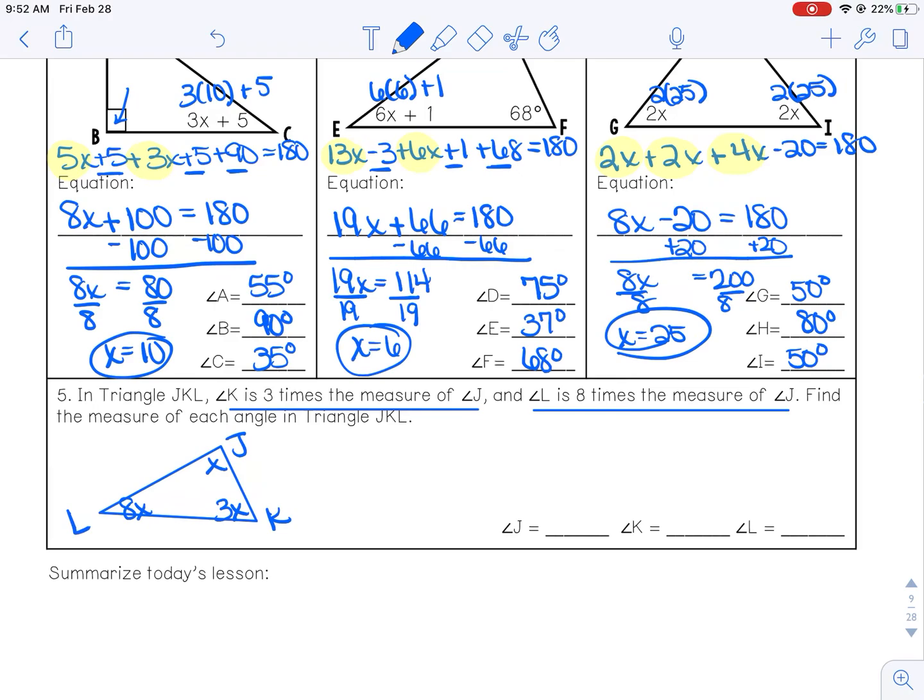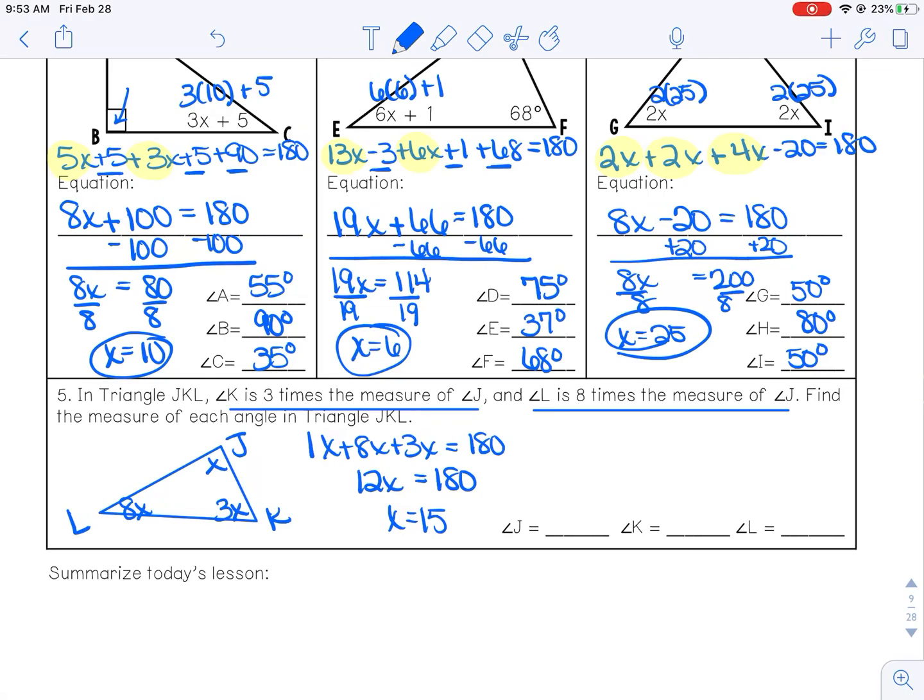All right, we're going to set that up. We have x plus 8x plus 3x. That's all going to equal 180. We have all of our like terms there. Don't forget, there is a 1 in front of there. So 1x plus 8x is 9x, plus 3x is 12x. So we have 12x is equal to 180. It's only a one-step equation. Take 180, divide it by 12, and you get x is equal to 15.